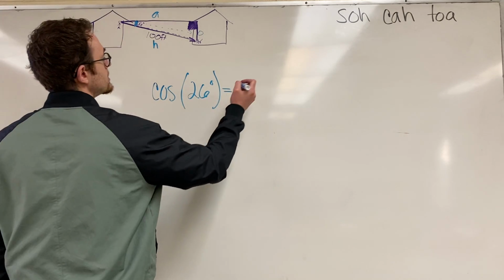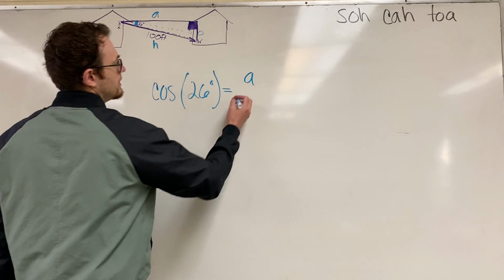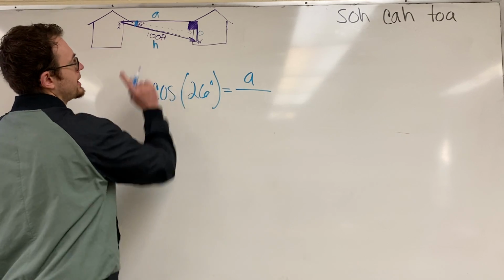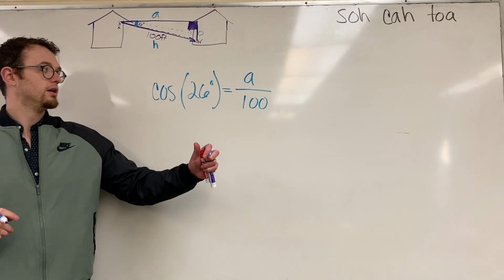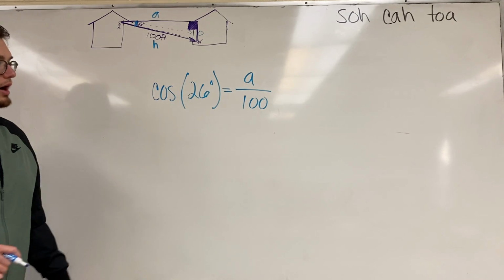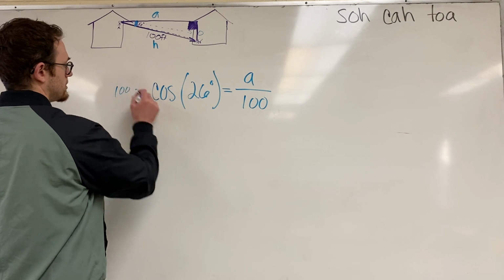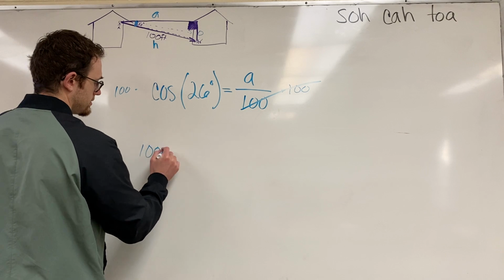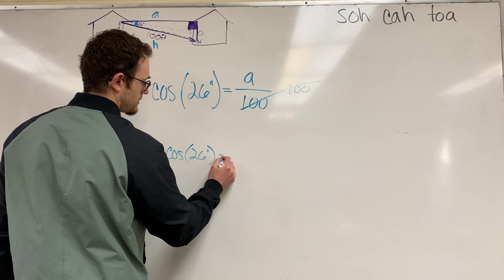Adjacent over hypotenuse. So I don't know what adjacent is. Put an X there, I don't care. Put adjacent, it doesn't matter. Put a smiley face, I don't really care. We do know what H is though, and that's 100. All right, now my students' last assignment was they learned how to solve these. All right, so how do you get rid of division? You multiply, so multiply both sides by 100. Crosses out, and I get 100 times the cosine of 26 degrees equals A.